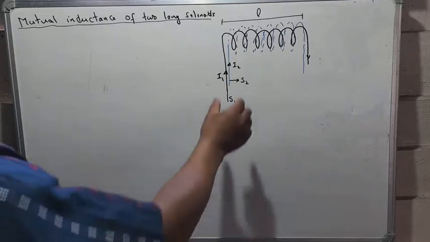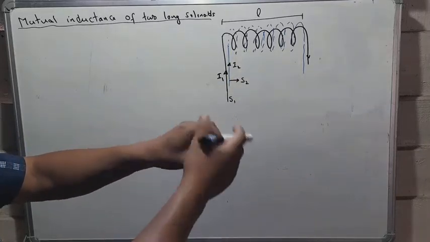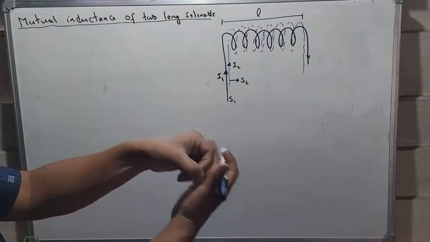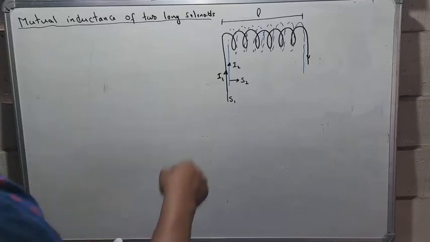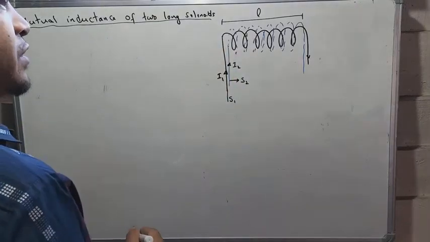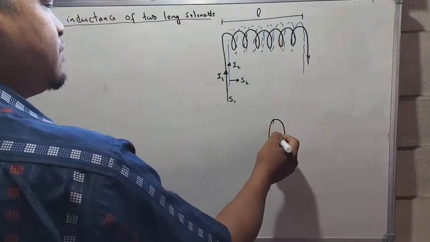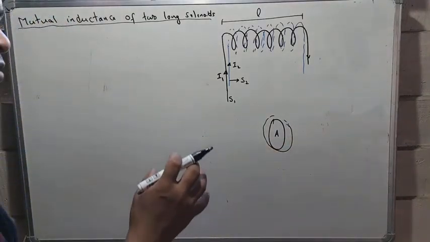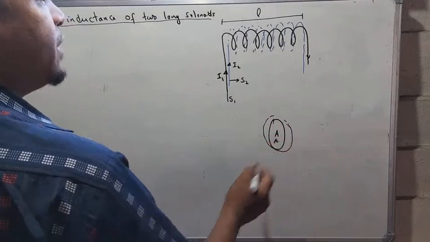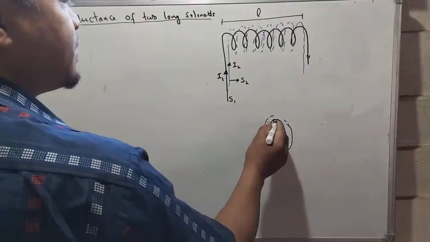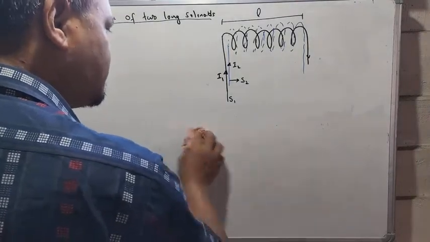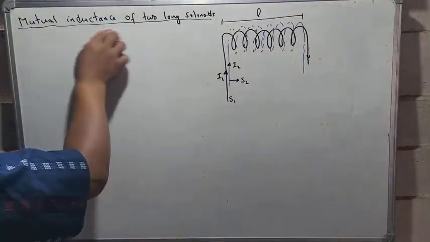These two solenoids are wound so close to each other, in a very compact manner, that the two solenoids have the same area of cross section. The area of cross section of the first solenoid is A. Similarly, for the blue one, because it is wound very compactly, the area of the second solenoid is also A. The radius of the two solenoids will be R. Now, to find the mutual inductance of the two solenoids, we will do it this way.